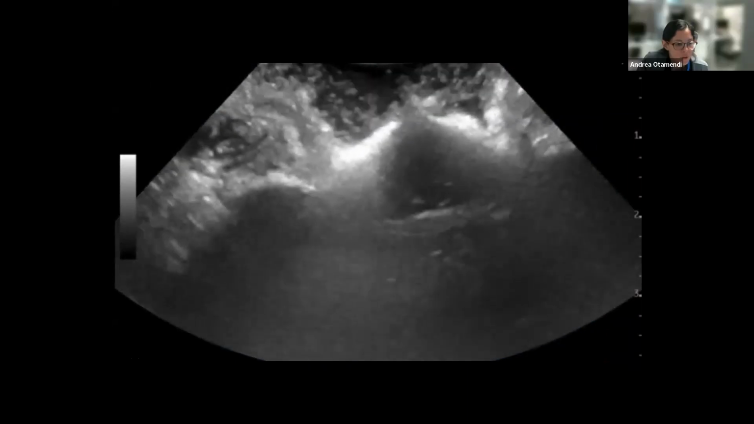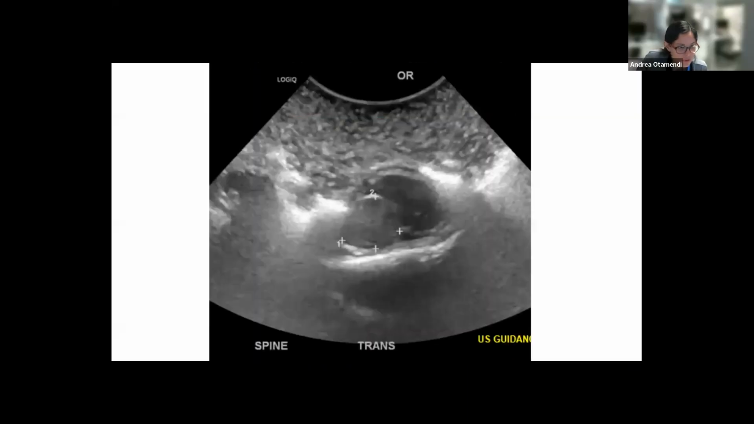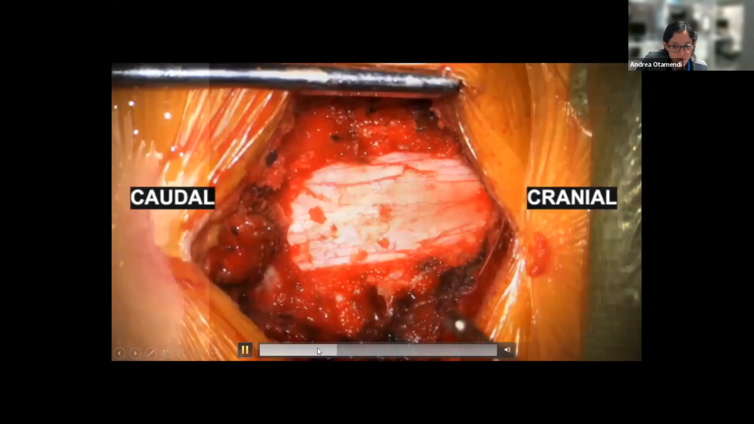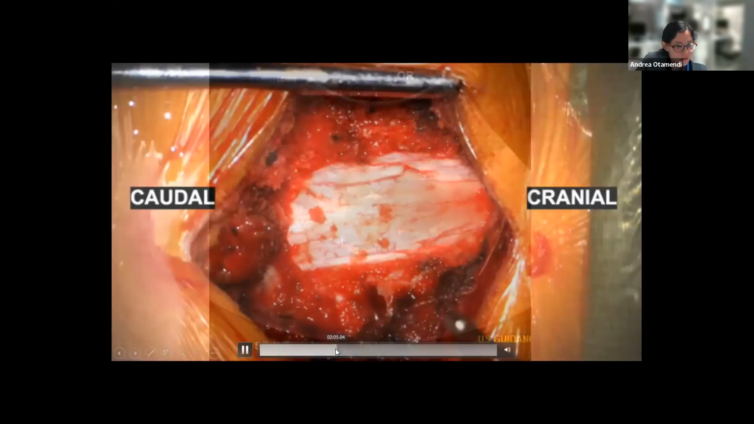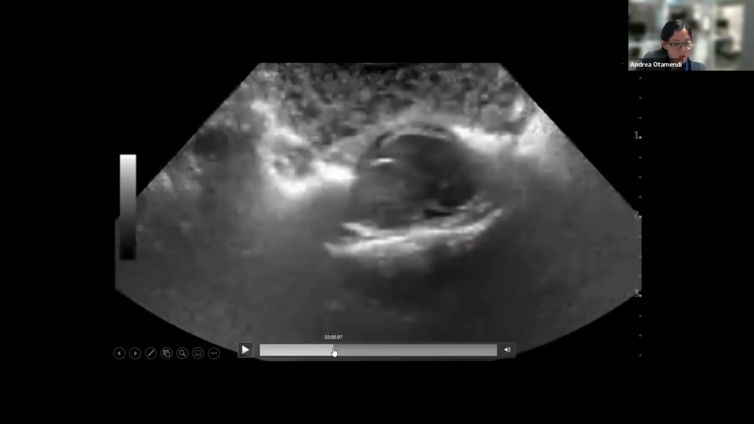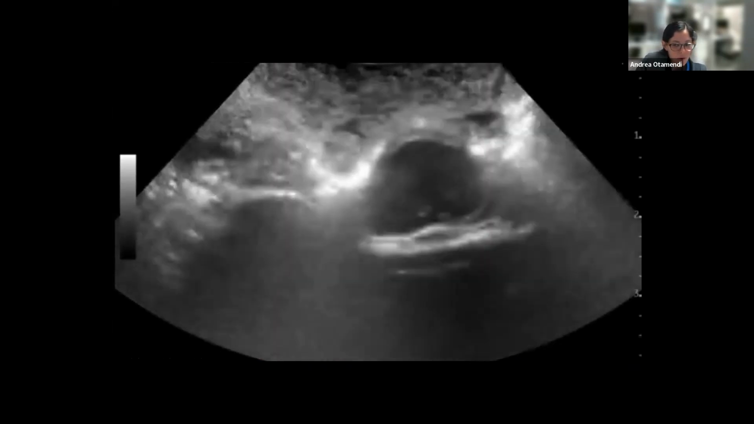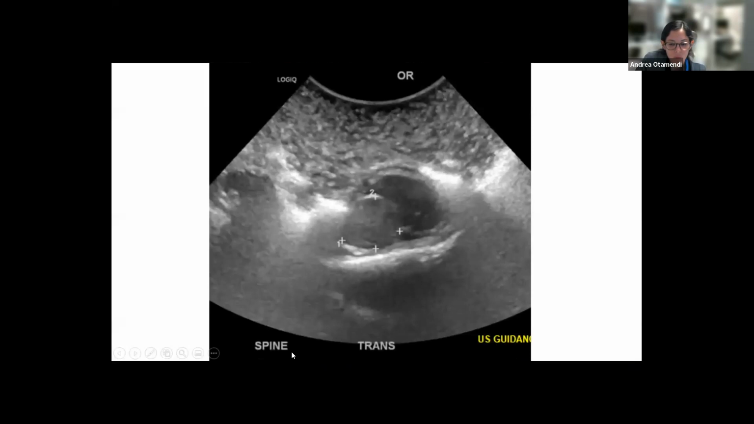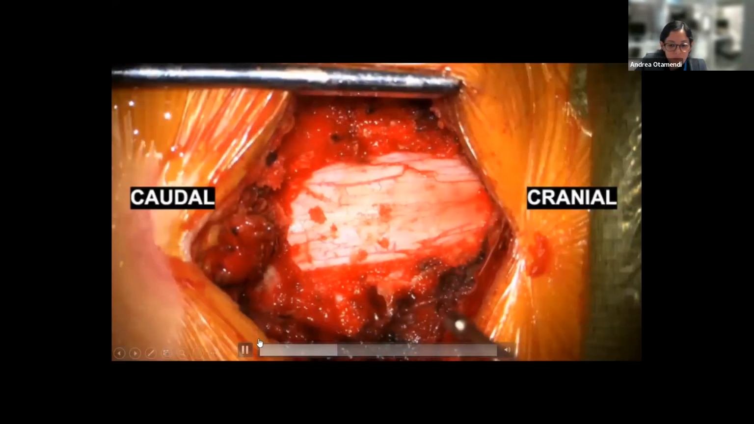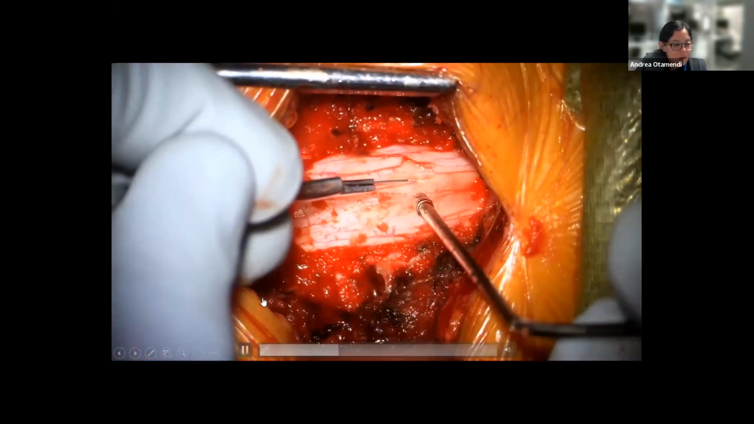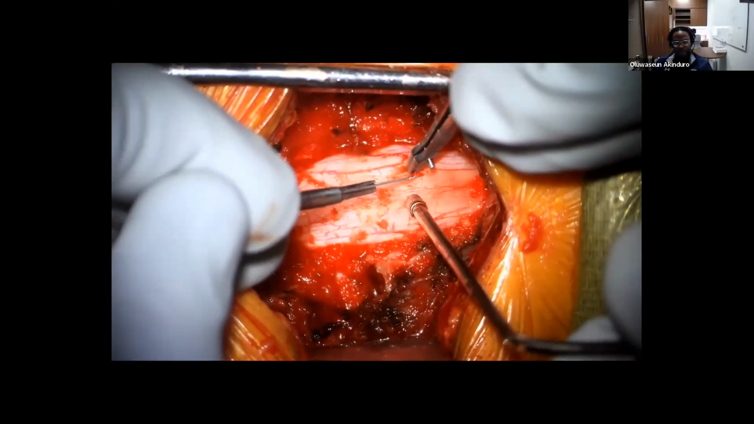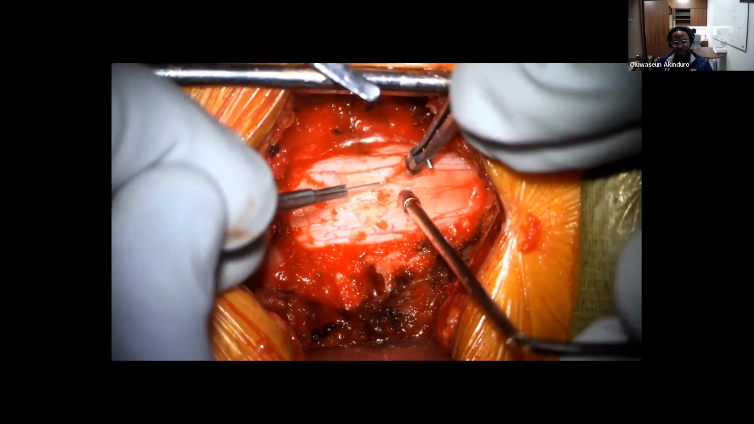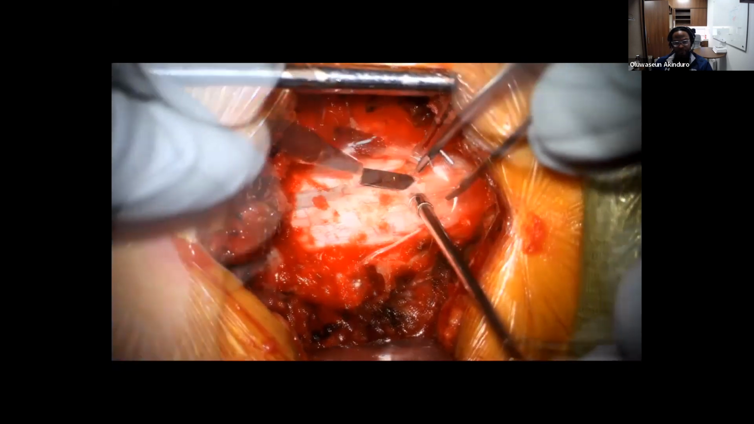Yes, this is the second one. And here the tumor was identified, more ventral. Okay. And we intentionally centered our durotomy eccentric to the left.